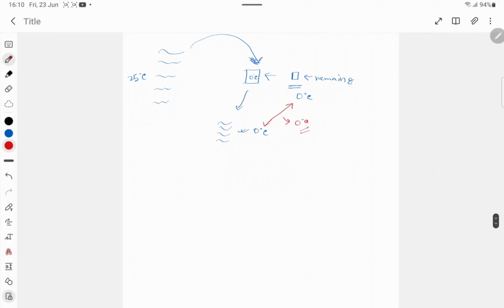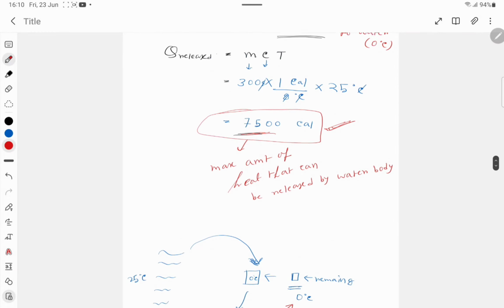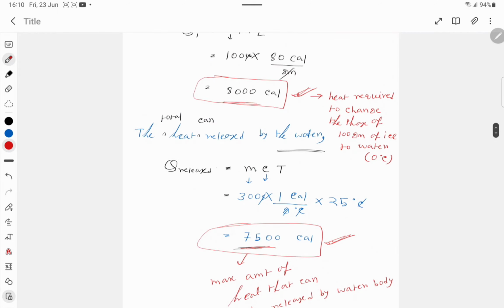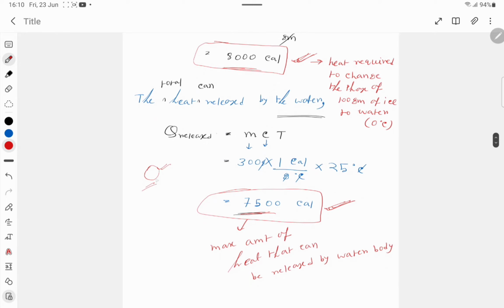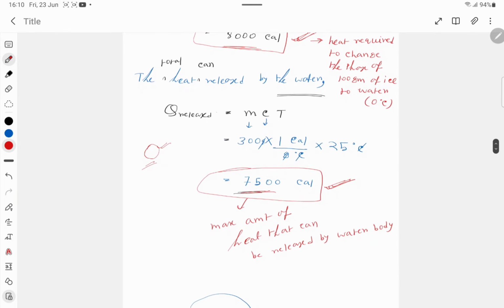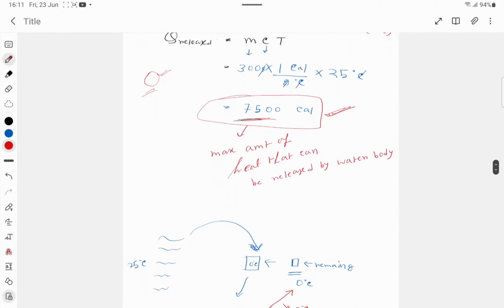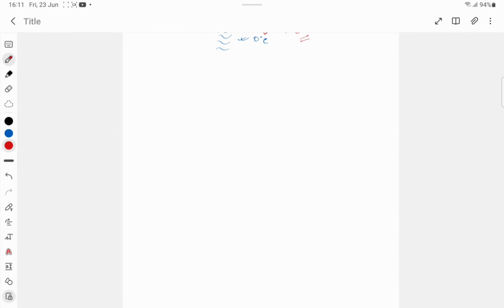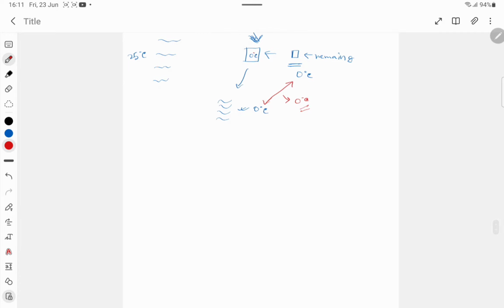Now to explain what will happen, you can clearly see that this amount of heat is available and this amount of heat is required to make all the ice convert into water. So not all the ice will be converted into water. Some amount of ice will remain. Now we can also calculate the amount of ice that will remain. Let's find out what the amount of ice that will melt is. For 100 grams of ice we need 8000 calories of heat to convert it into water.